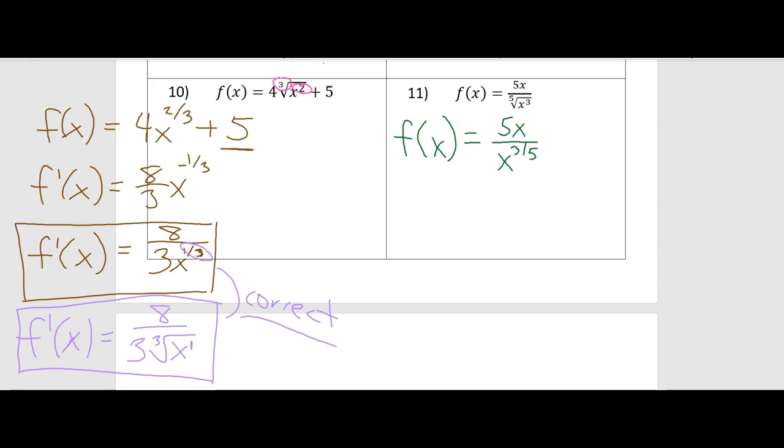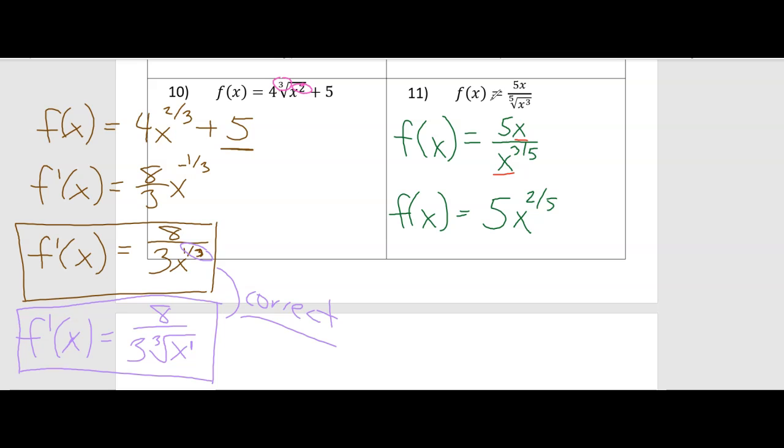Now I need to try to rewrite this without a denominator. So if I think back to my exponent rules, if I have the same base in my numerator and my denominator, which I do, x, then I can just subtract the exponents. So I get f of x is equal to 5, because 5 divided by 1 is 5, times x to the 2/5 power.